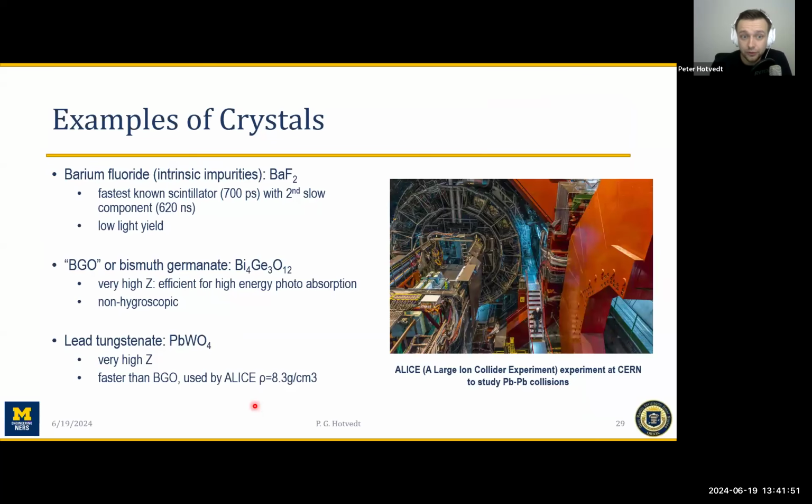Other crystals that we have include barium fluoride with intrinsic impurities. That's what's really important there, is that barium fluoride naturally has these impurities in it that make it very fast at creating that scintillating light. It has two scintillation mechanisms. The first one working at 700 picoseconds, so 10 to the minus 12. And it has a slow component, like 620 nanoseconds. And so that is good to use, but unfortunately, it's got very low light yield. So that is a trade-off. You have to consider if that's something you're willing to accept.